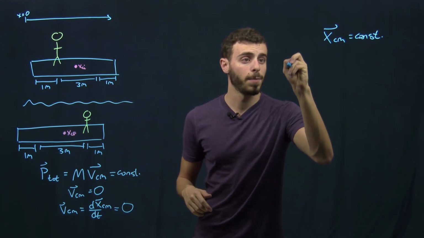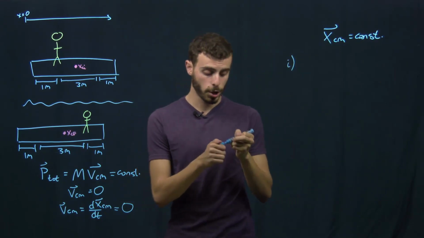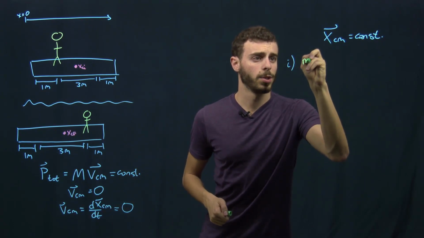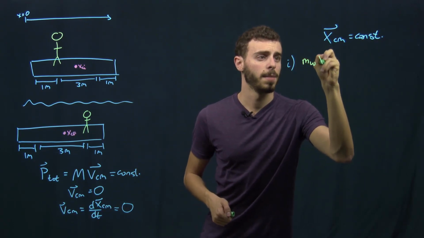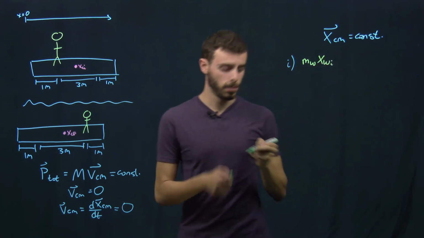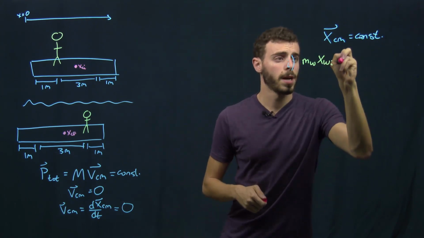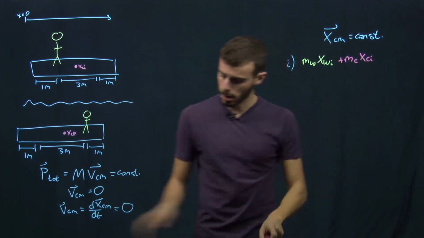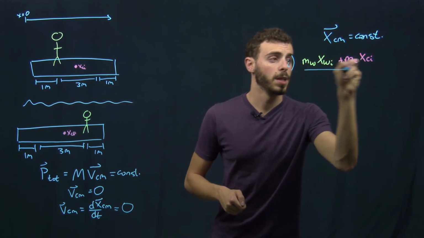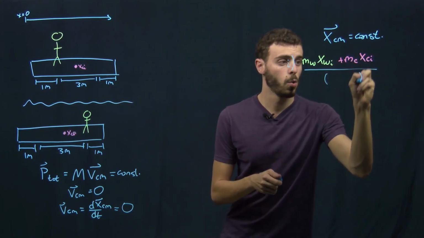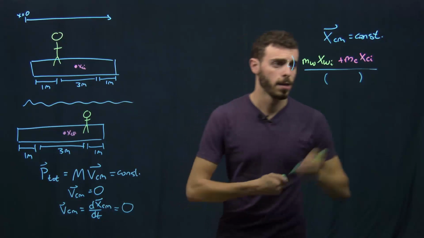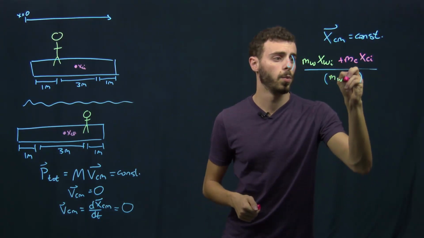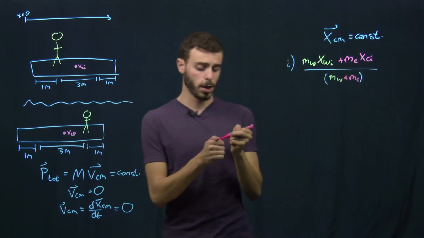So let's go ahead and start off by doing that. In our initial scenario, the center of mass is going to be equal to the mass of the woman times the position of the woman initial, plus the mass of the canoe times the position of the canoe initial. And then all of this will be divided by our total mass, which will remain constant at all times. So that's just the mass of the woman plus the mass of the canoe.